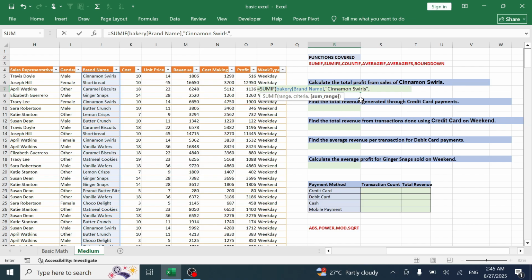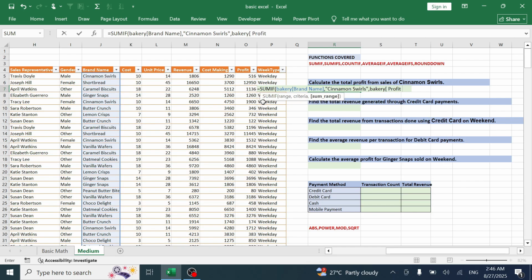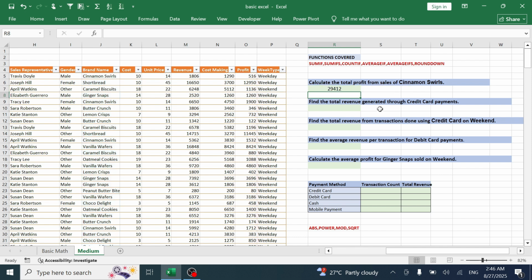Now we need to give some range, like we need to calculate total profit, so we need to give the profit column range, the bakery and profit column, and close the bracket. The answer is, total profit from the cinnamon swirls brand name is 29,412.